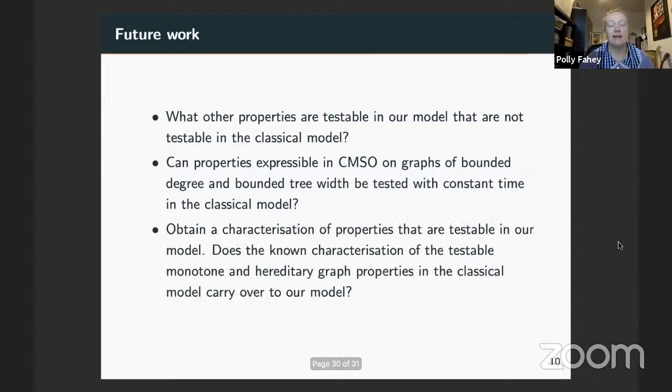And then finally, as with any property testing model, it's always an interesting question to obtain characterizations of properties that are testable. Now, this is a very difficult task. Maybe a good starting point would be to look at a known characterization in the classical model and see if this carries over to our model. One direction will, because we know that every property that's testable in the classical model is testable in our model, but does the other direction carry over also?